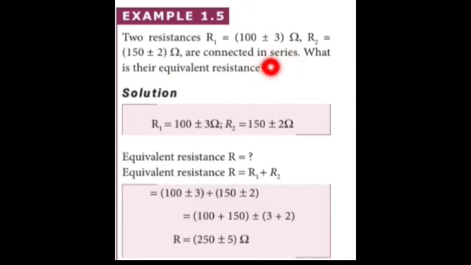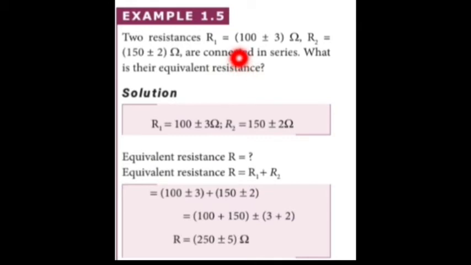Underline the words in your textbook, students: series combination. What is their equivalent resistance? Once again, I read the question. Two resistors values will be given, that is R1 and R2. You know what resistance is? It is the opposition offered to the current through the conductor. Okay, so the R1 value will be with an error limit, that is 100 plus or minus 3 ohm, and R2 is 150 plus or minus 2 ohm. Calculate their equivalent resistance. What is the total resistance, or nothing but the equivalent resistance. Okay, one of the important things here is the series combination.